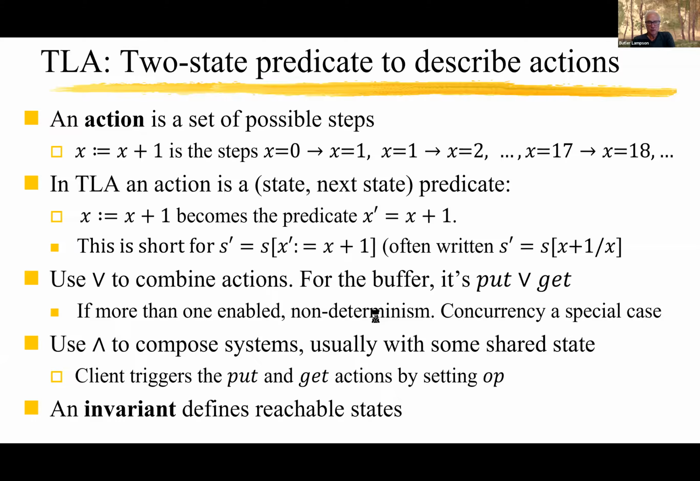Now, in any particular situation, if you go back and look at how those actions were defined, only one of them is going to be enabled, because the put action is only going to be enabled if the op variable gets set to put, and the get action is only going to be enabled if the op variable gets set to get. But in general, more than one action might be enabled. And in that case, we have what's called non-determinism. You don't know for sure what's going to happen next. And this business of non-determinism is usually the thing that causes the most trouble.